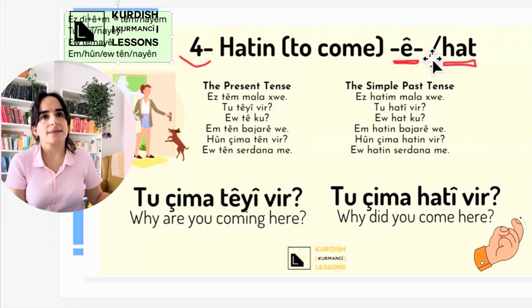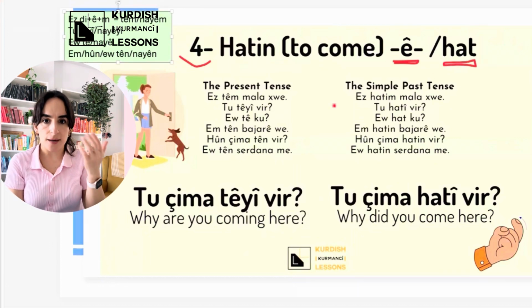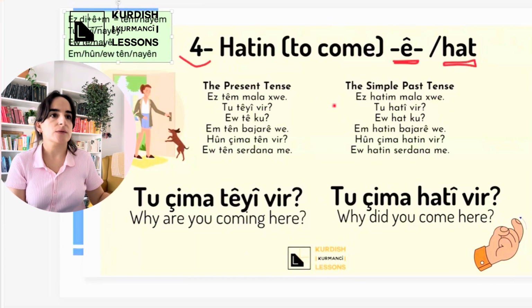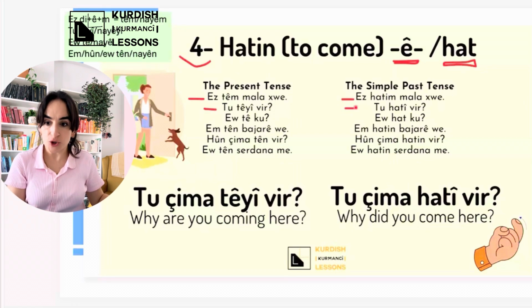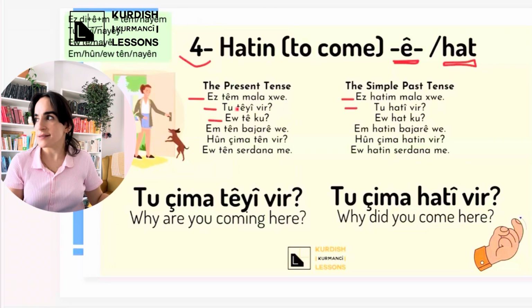And the past stem is hat. It's easy. It's an intransitive verb, so you use as, hun, aw in the past as well. So as tem malaho, I am coming to my place. As hat malaho, I came to my place. To teiver, are you coming here? To hativer, did you come here? Aw teiku, where is he or she coming? Aw hatku, where did she or he come?